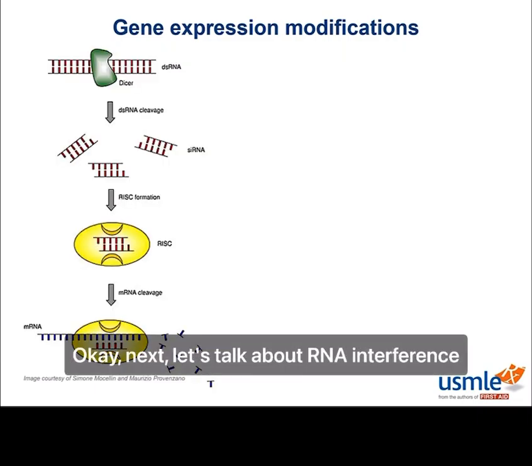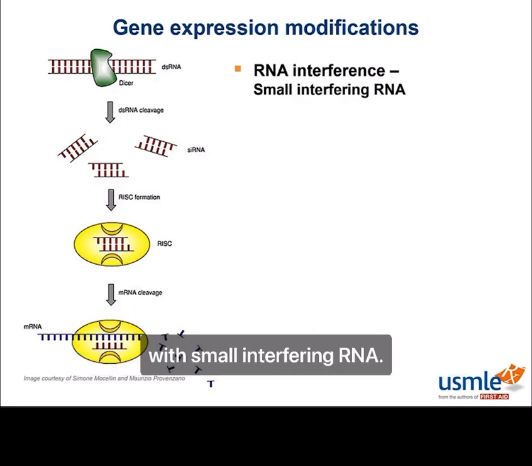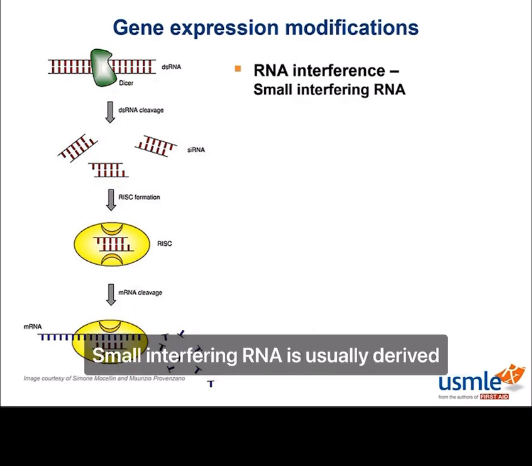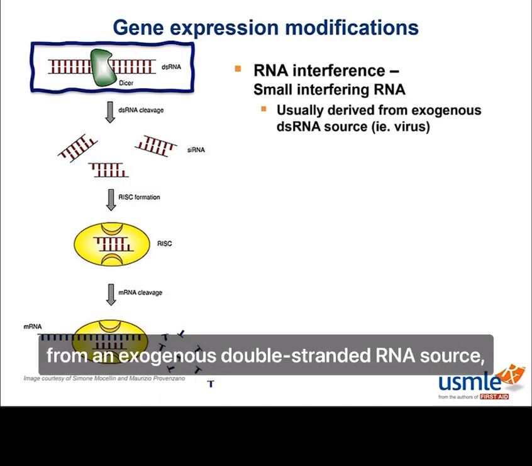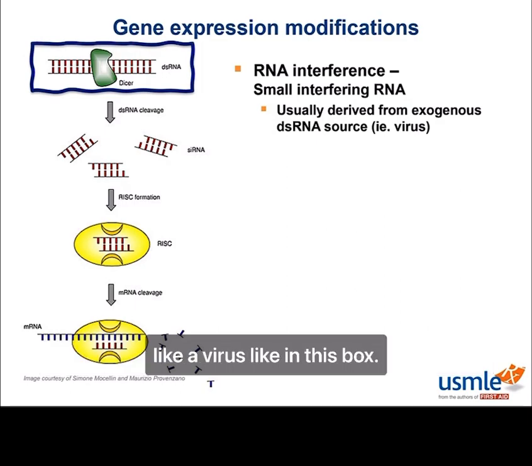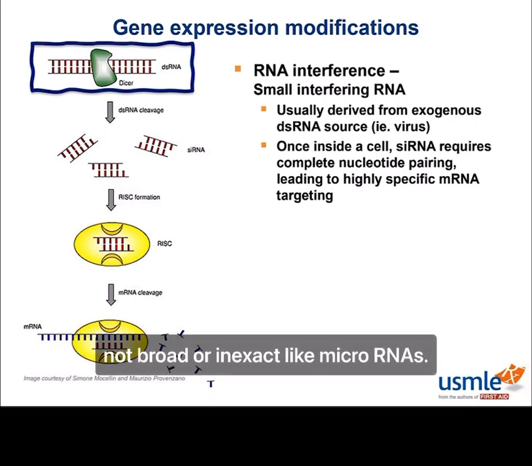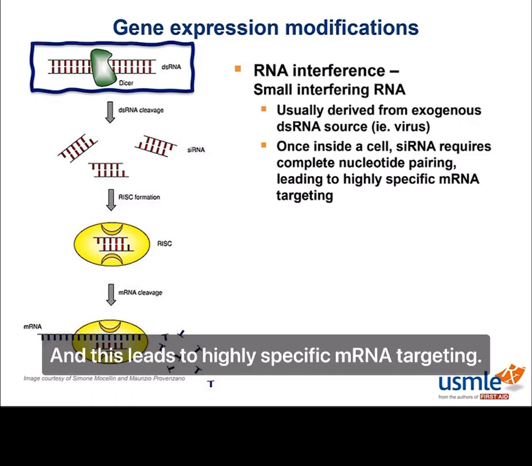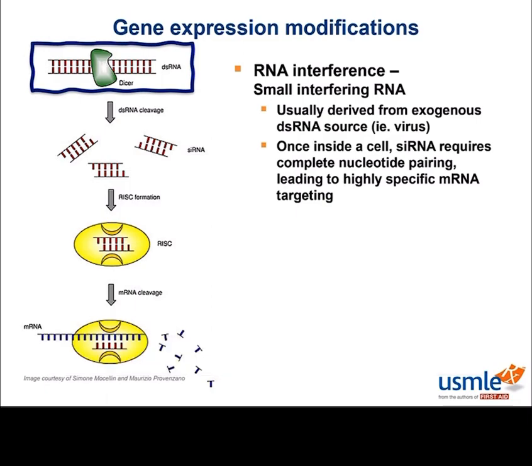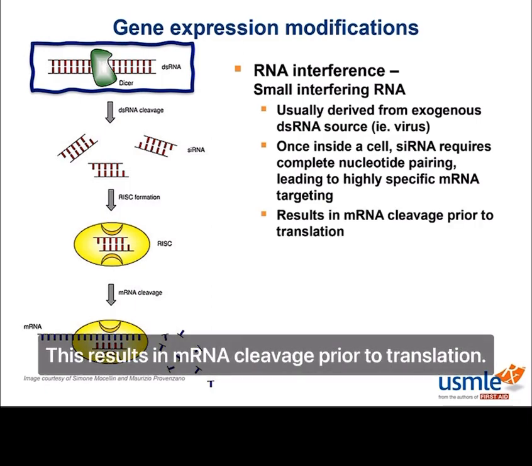Okay, next let's talk about RNA interference with small interfering RNA. Small interfering RNA is usually derived from an exogenous double-stranded RNA source, like a virus, like in this box. Once inside a cell, small interfering RNA requires complete nucleotide pairing, not broad or inexact like microRNAs. And this leads to highly specific mRNA targeting. This results in mRNA cleavage prior to translation.